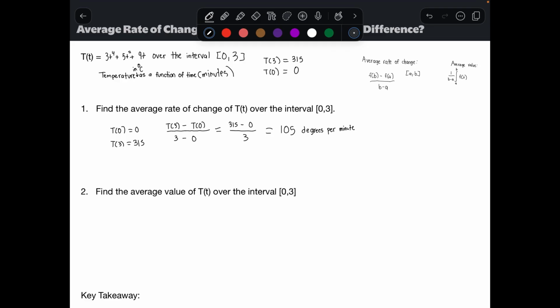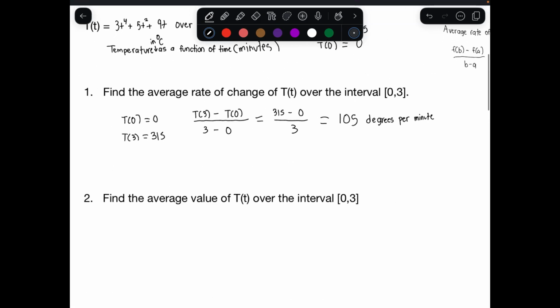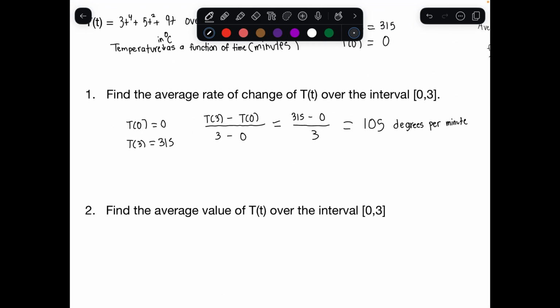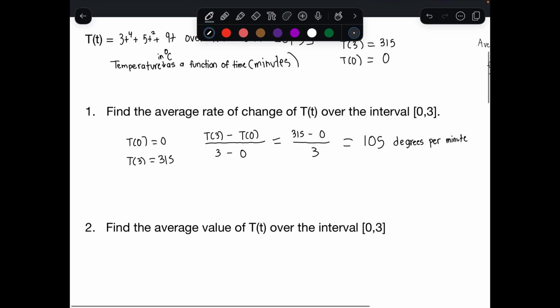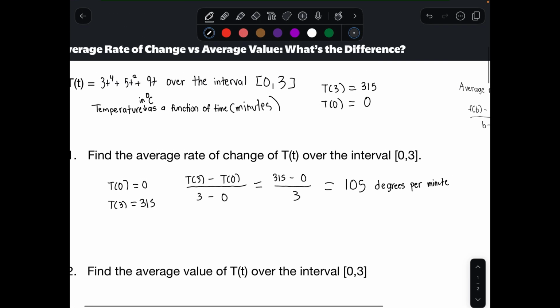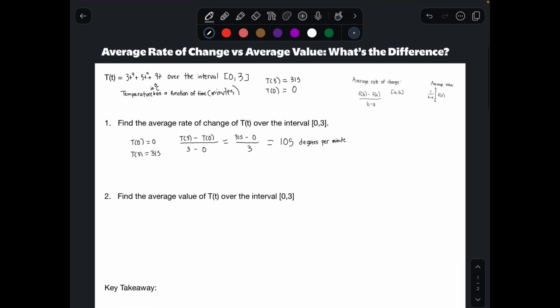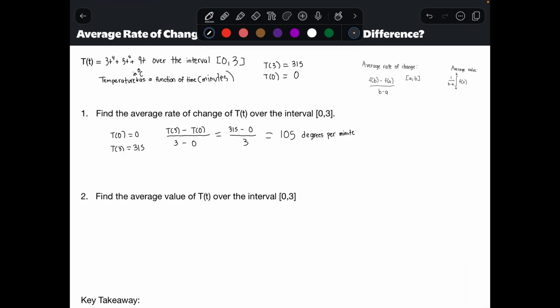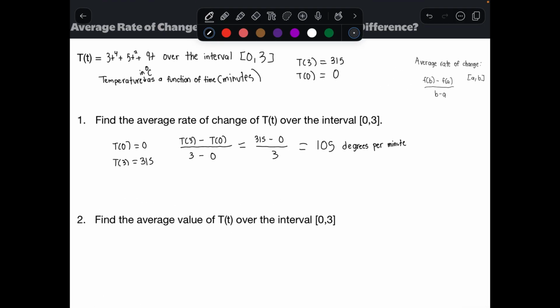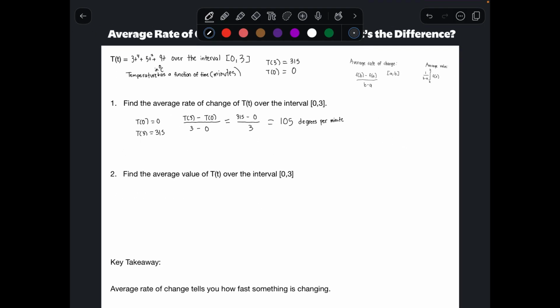And now let's move on to average value. The average value is basically, I want you to think of it as the average function value. Think of it as the average function value. So think of it like the average temperature over the interval 0 to 3. The first one is more focused on how fast the temperature is changing, but average value is focused on the average temperature throughout the day or throughout the interval 0 to 3.